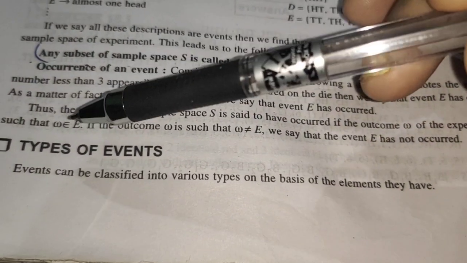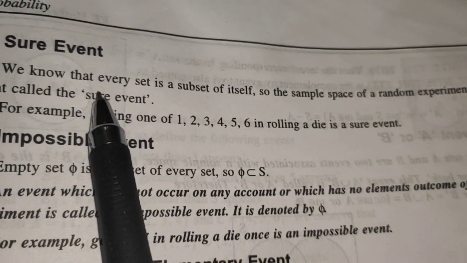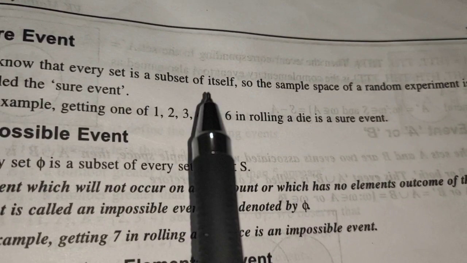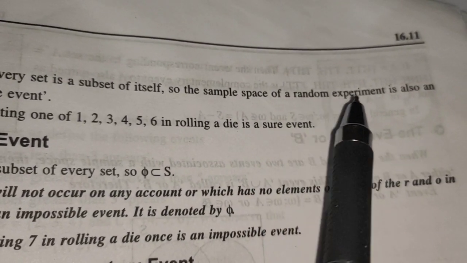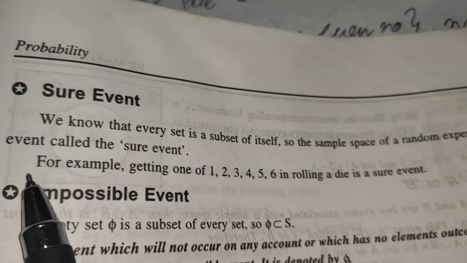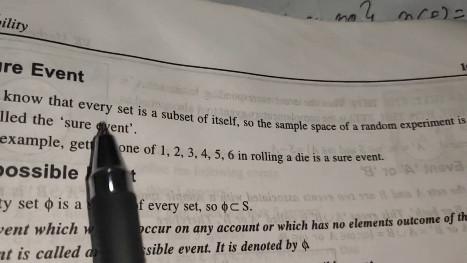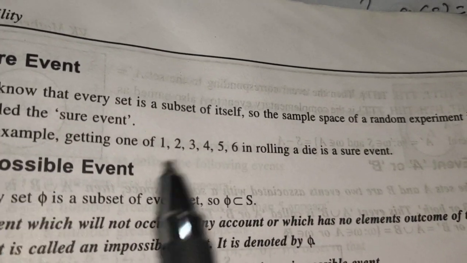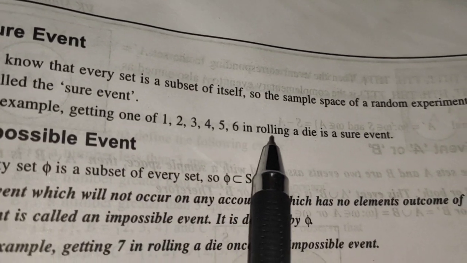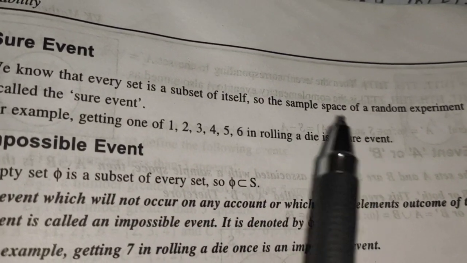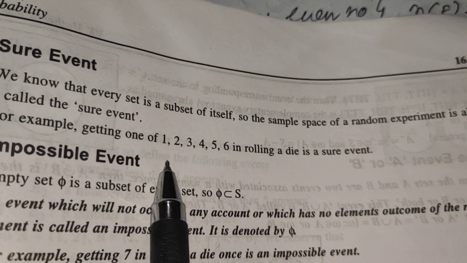Now next is types of events. The first one is the sure event. We know that every set is a subset of itself, obviously. So the sample space of a random experiment is also an event, called the sure event. The sample space of the random experiment means a set having all the expected outcomes. For example, getting 1, 2, 3, 4, 5 or 6 in rolling a dice is a sure event. Whatever you get will be included here.